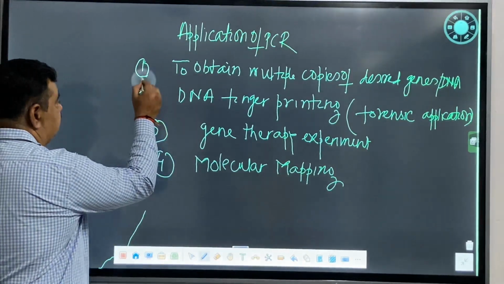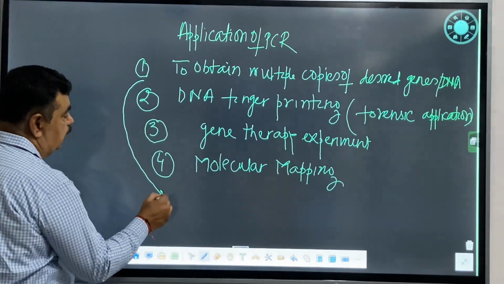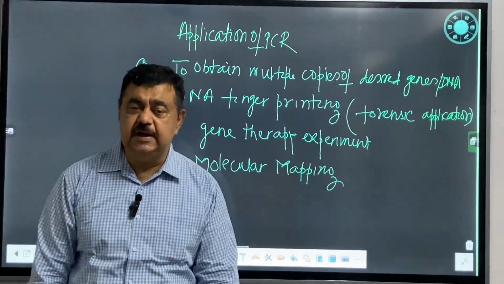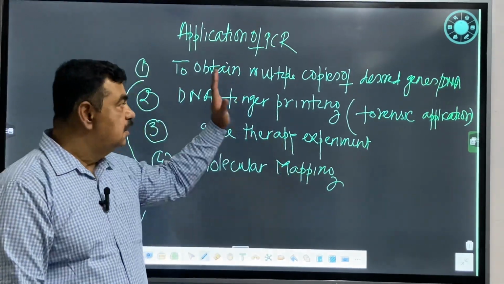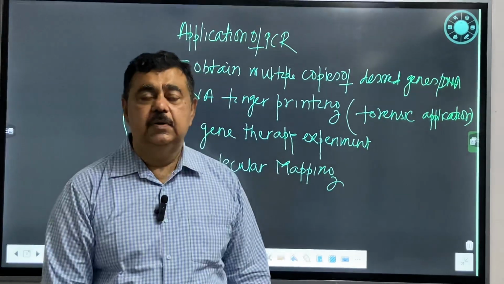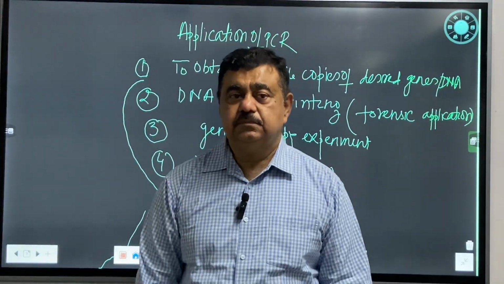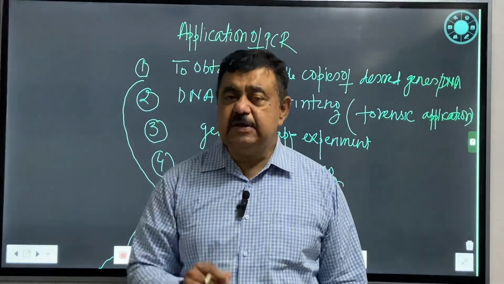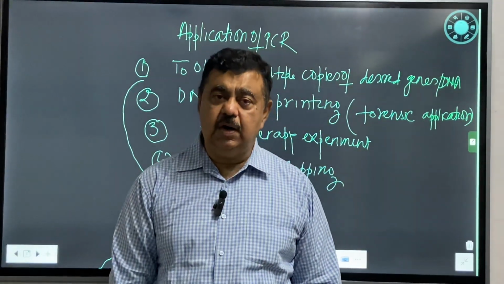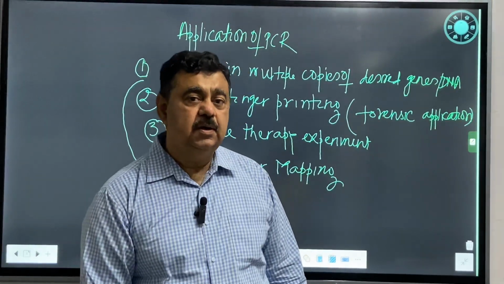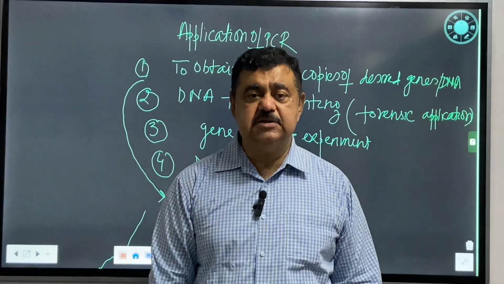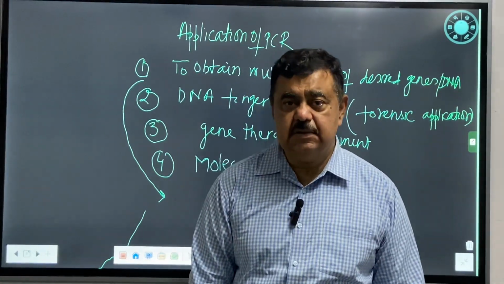But here, the first and most important thing is to obtain multiple copies of desired genes. This can be used to study mutation in the gene in cancer suspected patients, or you can detect HIV viruses in AIDS suspected patients.